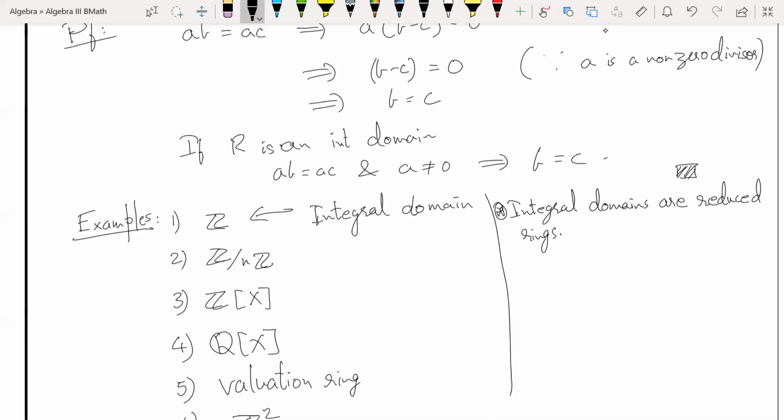What about Z mod nZ? That's an interesting example to analyze. It will depend upon n, right? So when is Z mod nZ an integral domain? For what values of n? Sir, if n is prime. Yes, for n prime, Z mod nZ is an integral domain.